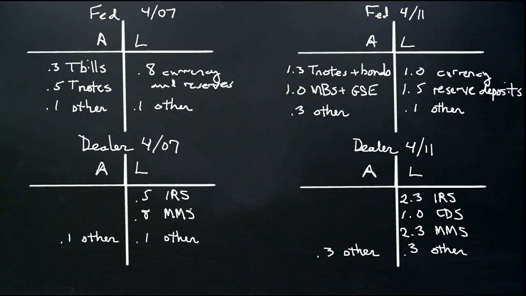When people talk about exit strategy, they mean draining reserves, so they're worried about this number here, or sometimes they talk about selling off the asset portfolio. They're talking about the mortgage-backed securities and government-sponsored enterprise bonds, or the long-term Treasury notes and bonds here.